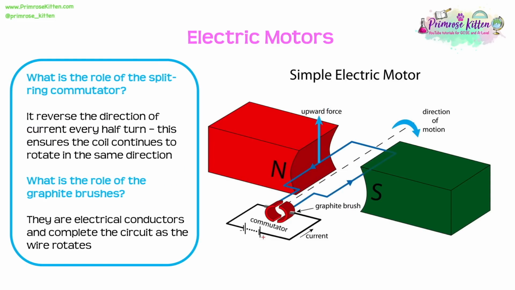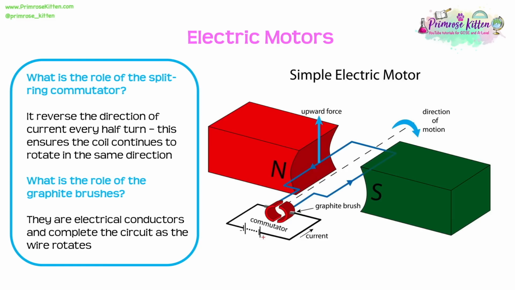So in an electric motor, we need to know what the role of a split ring commutator is. So split ring commutators reverse the direction of the current every half turn. The importance of this is it ensures that the coil continues to rotate in the same direction.